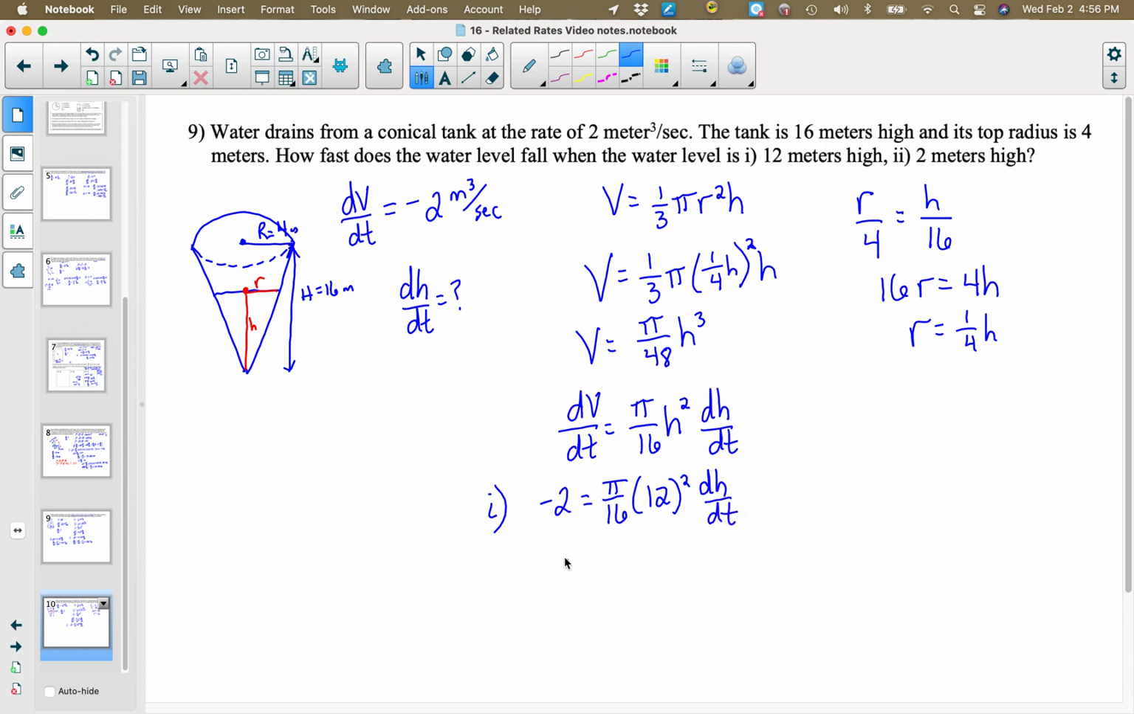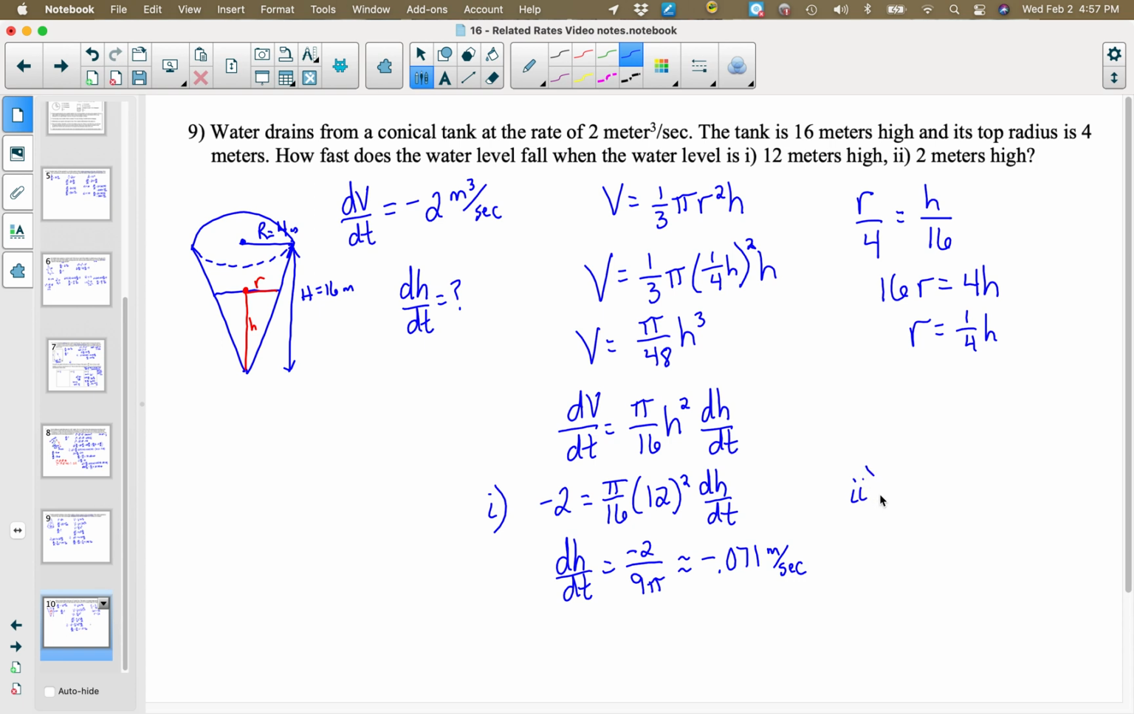So when you solve this, we're going to take the -2, divide by 144, multiply by the 16, divide by pi, all of those things. You will get -2 over 9 pi, and you can check that. So that is approximately -0.071 meters per second.